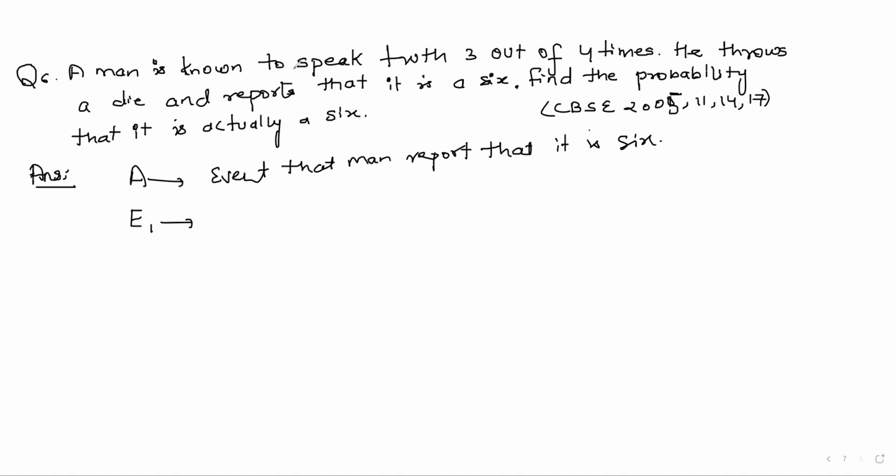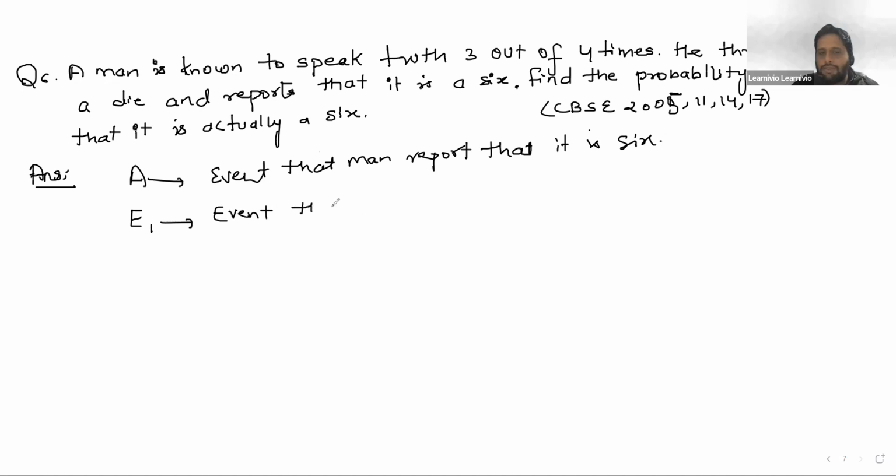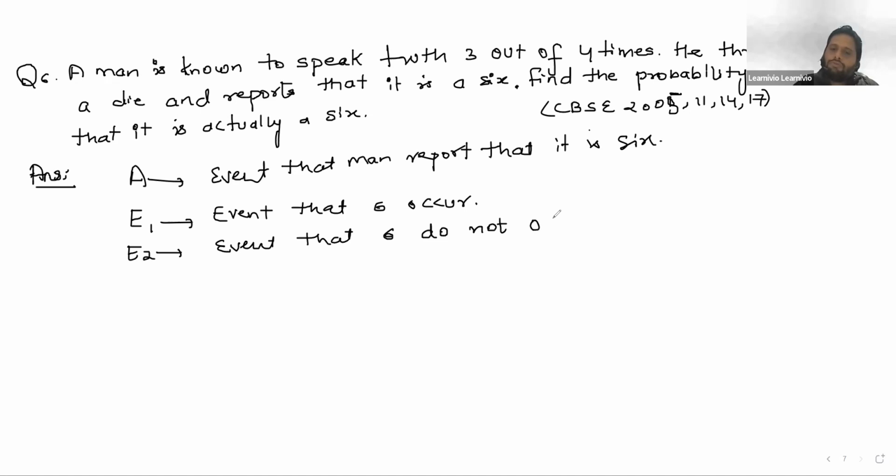He is saying truth. We will take the hint from here. Find the probability that it is actually a 6. So E1 is the event that 6 occurs. They are saying find the probability that it is actually a 6, so we'll take that as 6 occurs. And E2 we will take as the event that 6 does not occur. Now, try this question and share your answer.